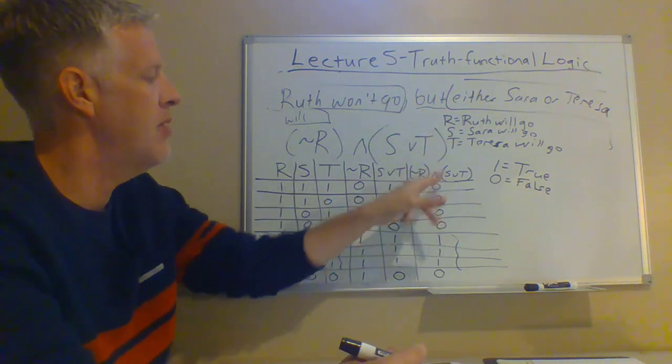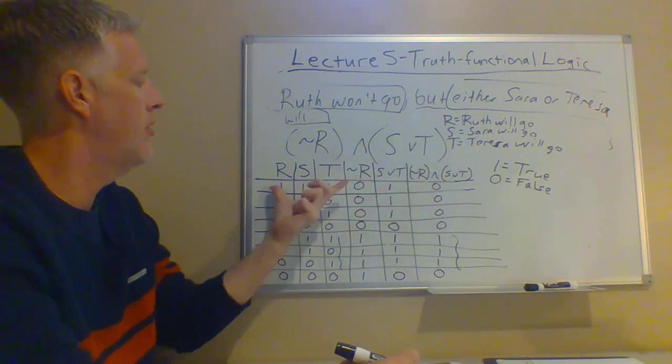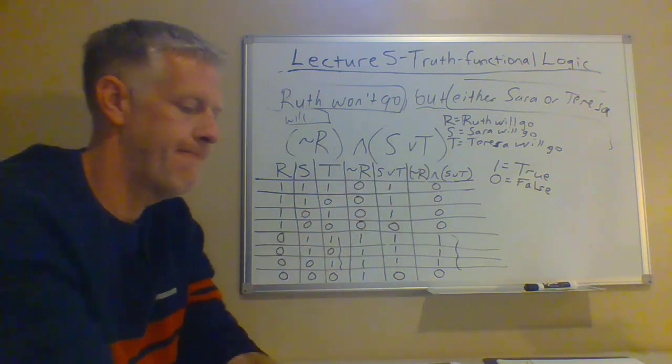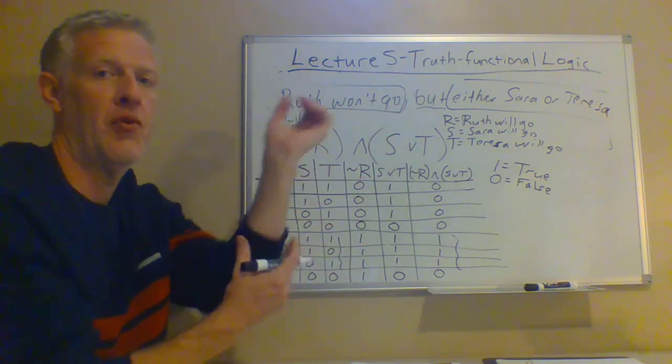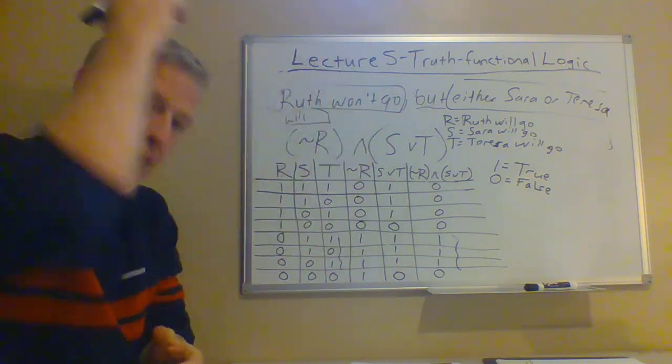Okay, so when is that going to be true? Well, it's going to depend on the truth value of these simpler parts. Okay. So that's the sense in which it's truth functional. What we're doing is truth functional, hence truth functional logic.